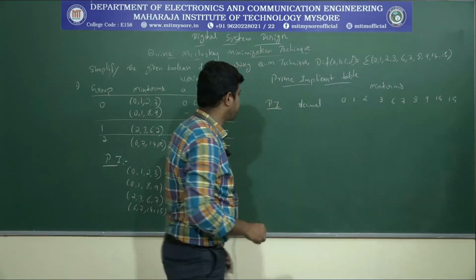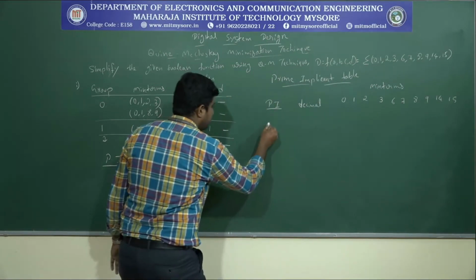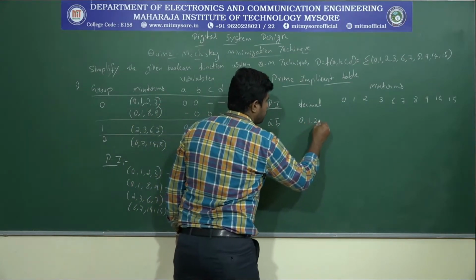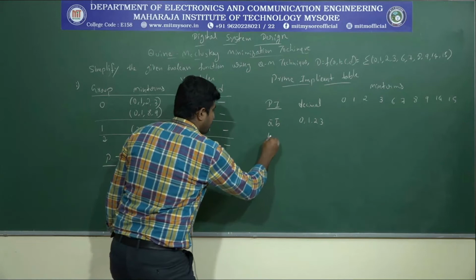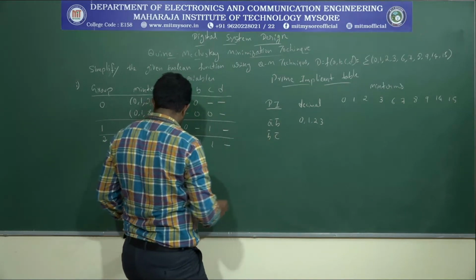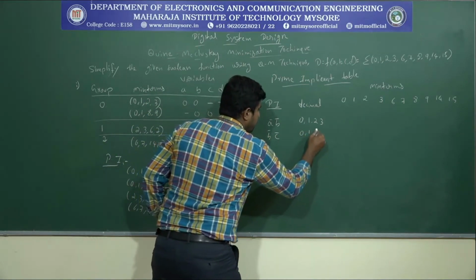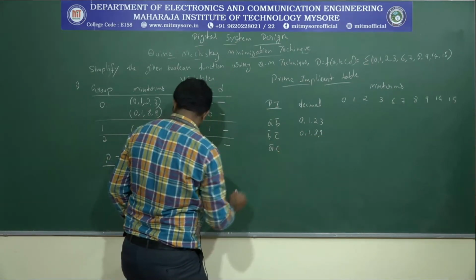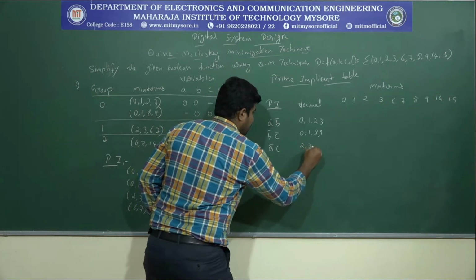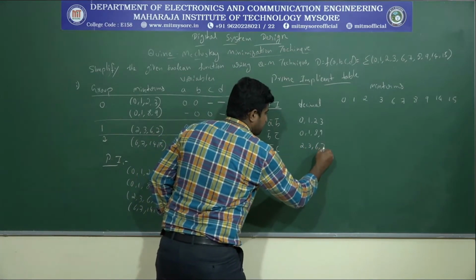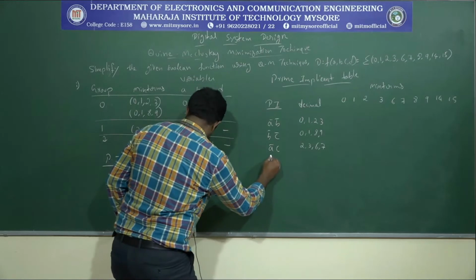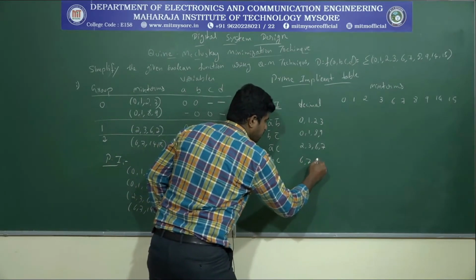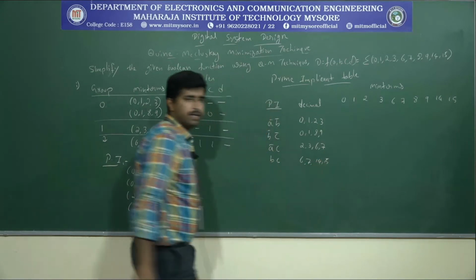Now which is the prime implicant? A bar B bar, its decimal form 0, 1, 2, 3. Next B bar C bar, 0, 1, 8, 9. Next A bar C, 2, 3, 6, 7. Next B C, 6, 7, 14, 15.